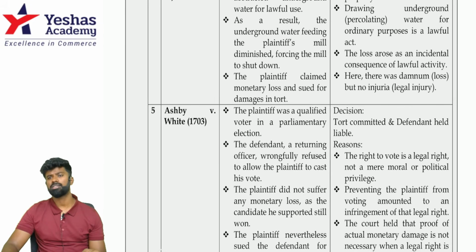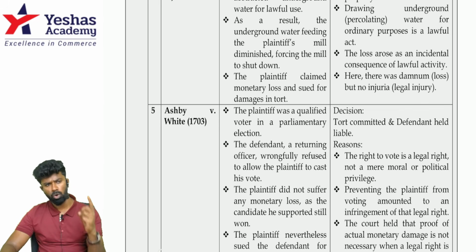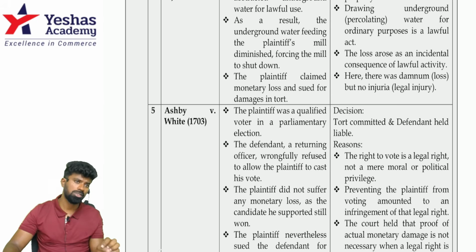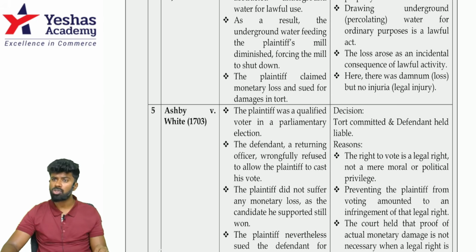Case studies for the purpose of understanding the essential elements of tort. Tell me, what is the first essential element of a tort? Wrongful act or omission. Second one, damages. Third one, legal remedy. Only when all three conditions are satisfied, it is called a tort.